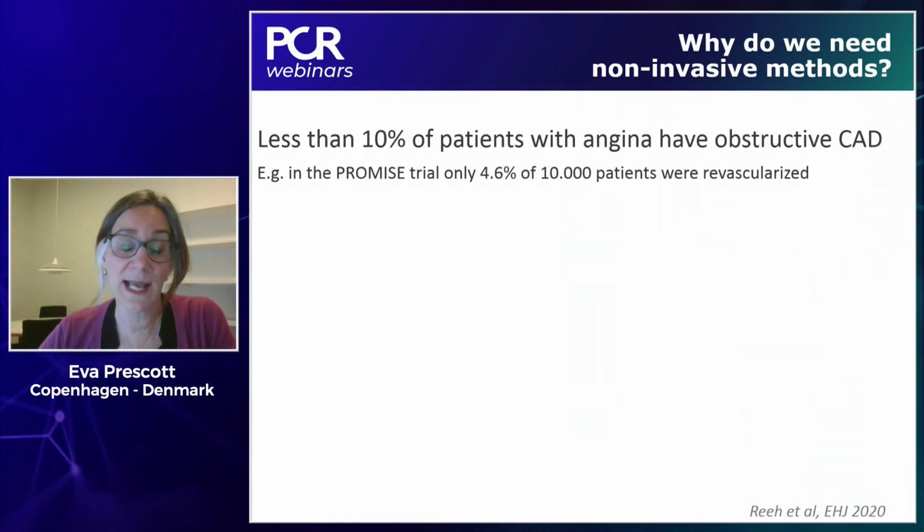This is illustrated nicely in that less than 10% of patients with angina actually have obstructive coronary artery disease. For instance, in the PROMISE trial, less than 5% of the 10,000 patients were actually revascularized.